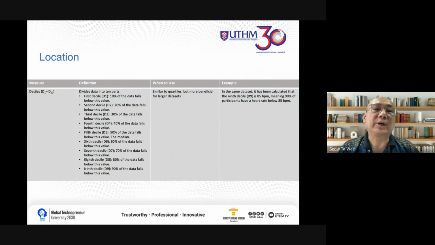Under location we also have deciles. Deciles look at 10%, 20%, 40%, 60%, 70%, up to 90%. Similar to quartiles, but deciles look at the smaller percentage of 10%, while quartiles look at 25% of the range. It is so-called location data.